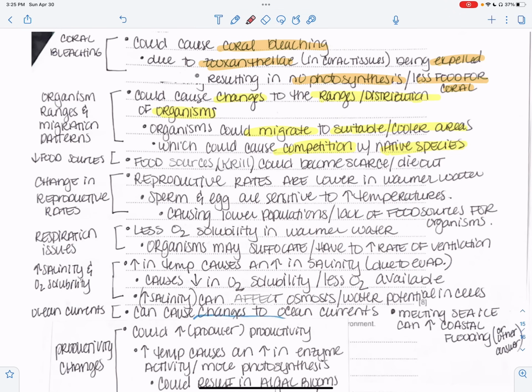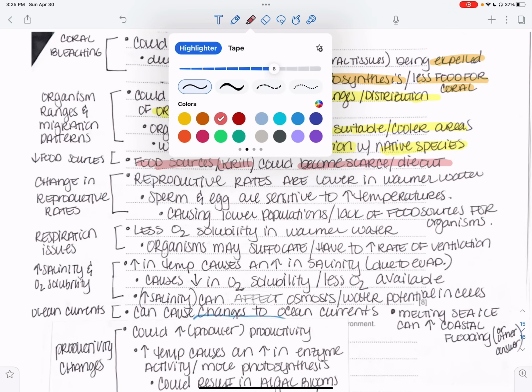Less food sources, easy. So food sources, for example, krill could become scarce or die out. Krill are very sensitive to temperature changes. Krill is your dominant organism in the Antarctic food web.